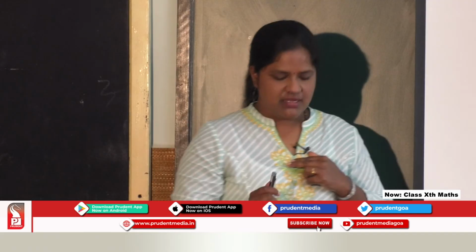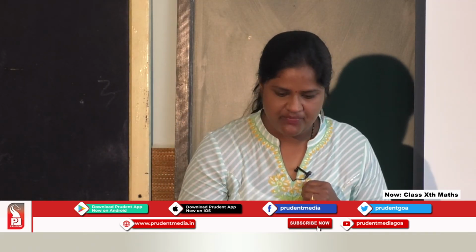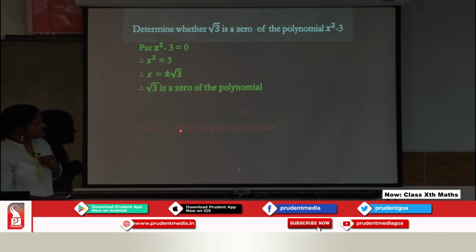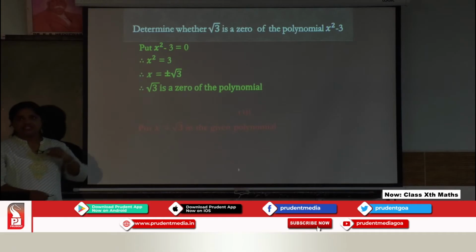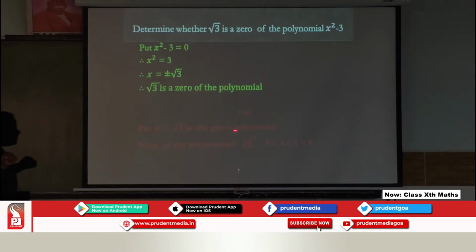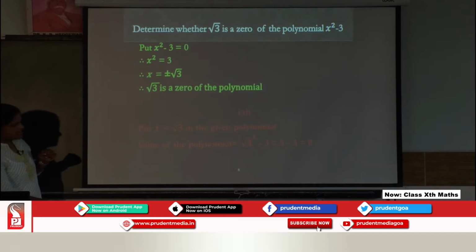But this is just one method. I will show you an alternative method as well. You can go in reverse order. Put x is equal to root 3 in the given polynomial, the way we had done earlier. So what do you get? The value of the polynomial, what do you get? x square means root 3 square minus 3 is equal to, now root 3 square is 3, minus 3. So 3 minus 3 is 0.